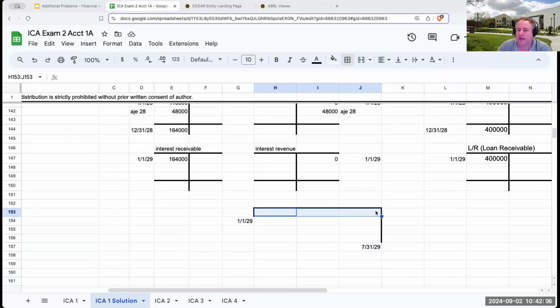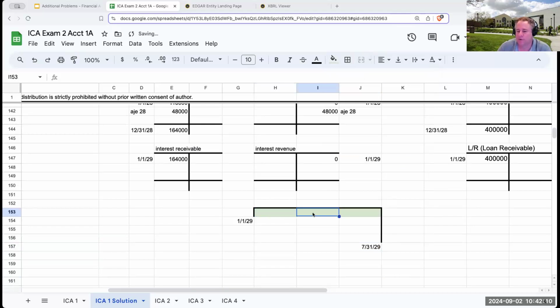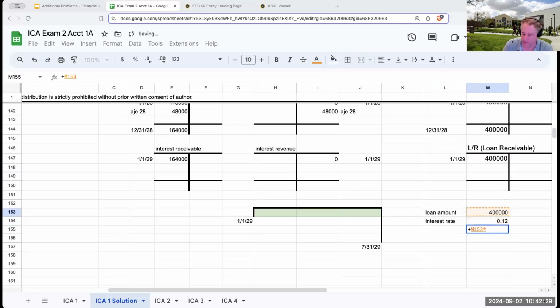The first thing I have to go through and do is I need to record interest that I've earned during this period of time. How do I go through and record it? Well, the loan amount is 400,000. My annual interest rate is 12%. So my annual interest is 48,000.